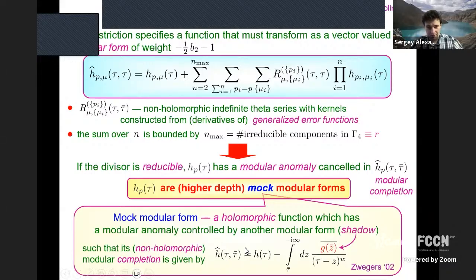Well, but this definition is kind of restrictive, and in physics applications, actually, more often we see the so-called mixed mock modular forms. The difference is that in this case, the shadow is a product of a holomorphic and anti-holomorphic modular forms. Or you can have even sums of such products. And now, if you want to define a higher depth, then you go by iteration. So depth 0 corresponds to the usual modular form, depth 1 to the usual mixed mock modular form, and then depth n is such a holomorphic function whose modular anomaly is controlled by depth n-1 mock modular form.